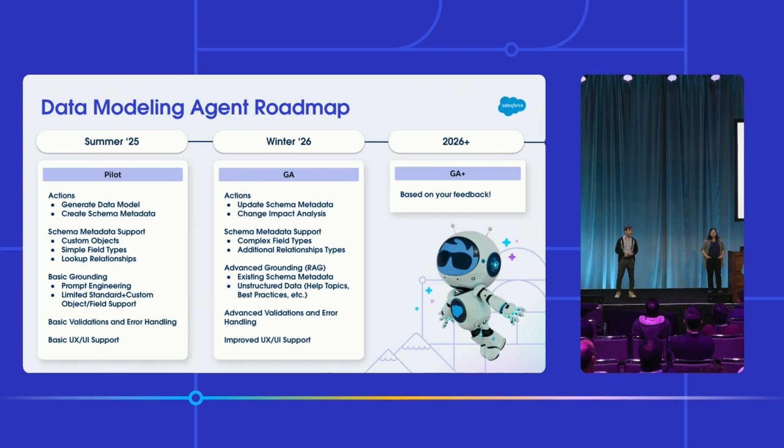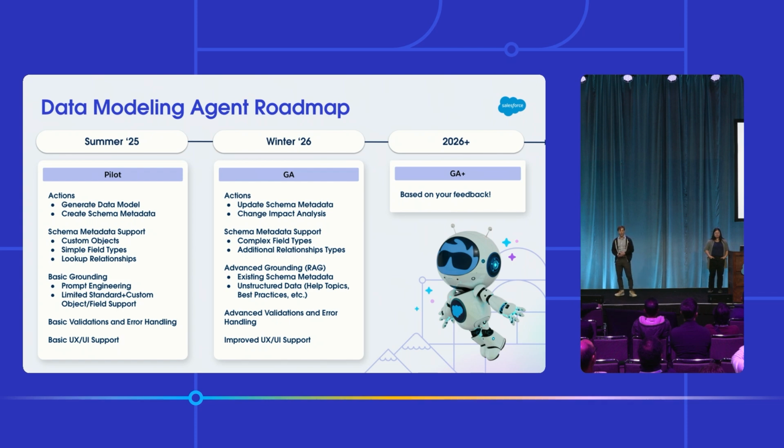What we're going to be supporting is the custom objects, simple field types, and also lookup relationships like you saw. We're going to be going out of the box with some basic grounding where we're going to leverage prompt engineering and using some of that existing metadata. And then, like you saw, we're working on initial set of UI, how to display that, as well as error handling and validation and whatnot.